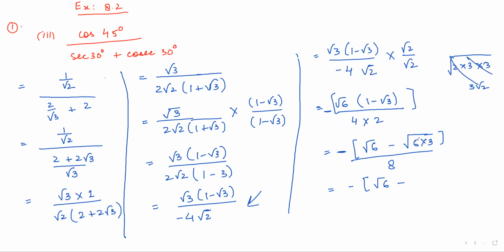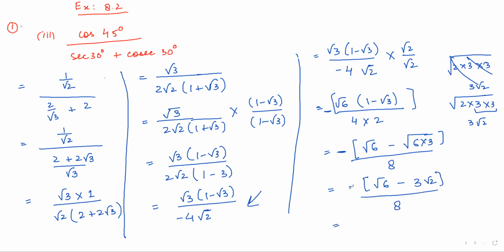See here, Martin, this under root of 6 into 3, I can break 6 into 2 into 3, right? So when you have a pair of the number, one of the number will come out and the rest will remain in the square root. So this will become 3 under root 2 and divided by 8.